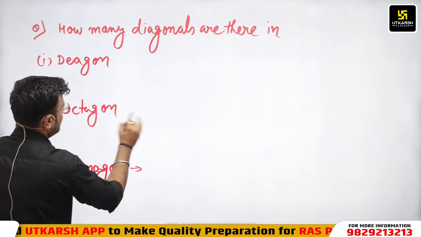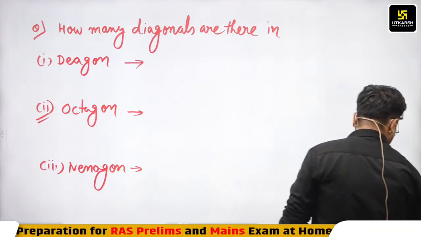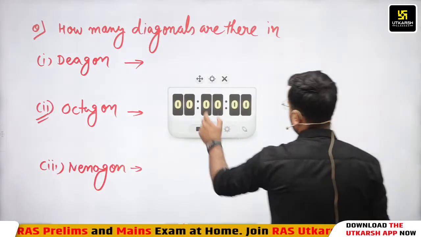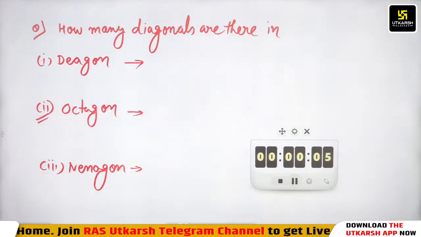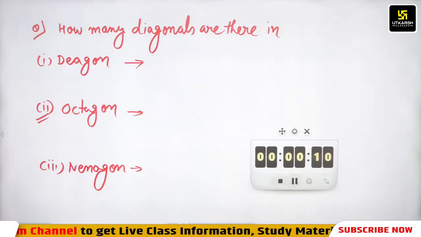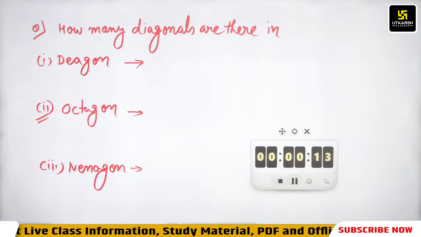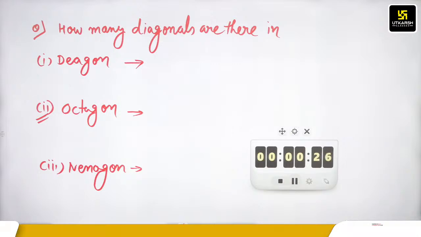Try to figure out the number of diagonals in these polygons with the help of this formula. Very good, NK. Try to figure out the number of diagonals in these figures.